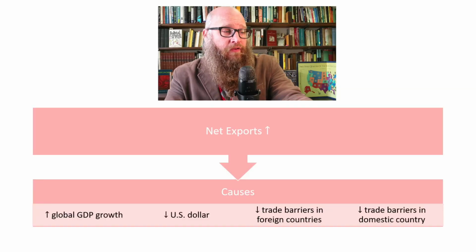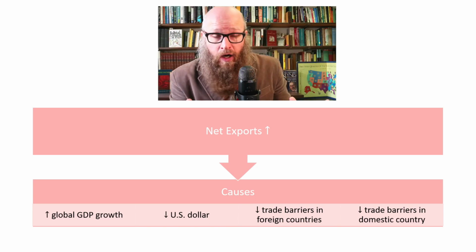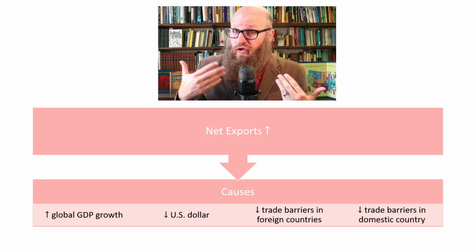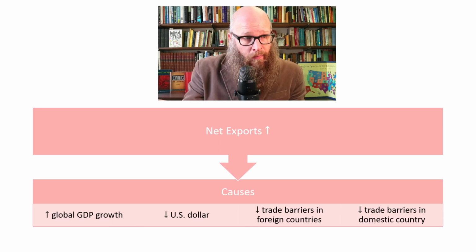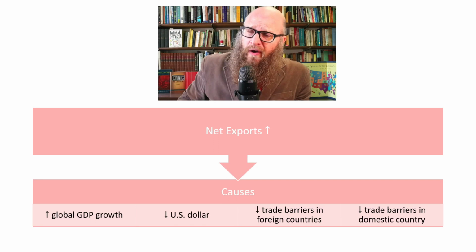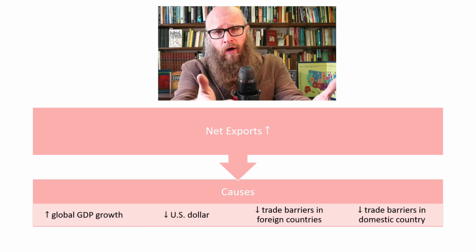Finally, net exports. They go up if the total global economy is doing well. If the value of the US dollar falls, this makes US exports cheaper on the global market. Other countries will buy more. And we can also change trade barriers. If other countries lower tariffs against our goods, they'll start buying our goods more.